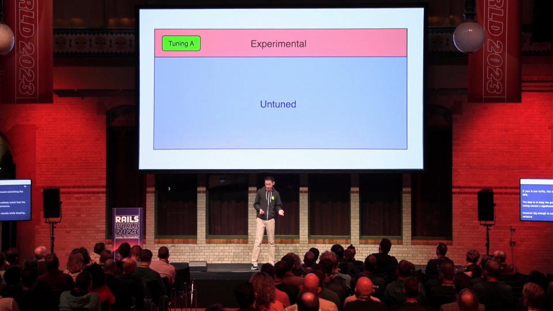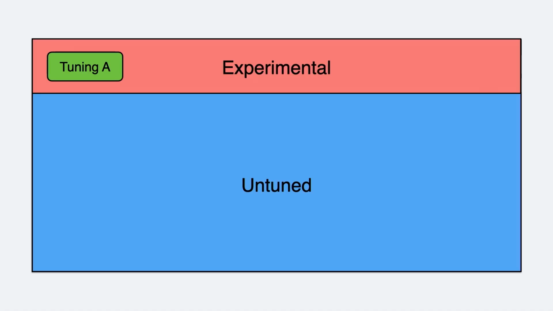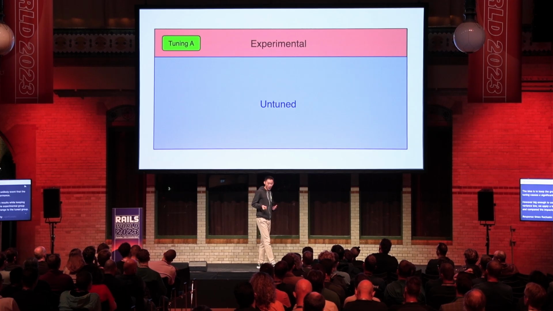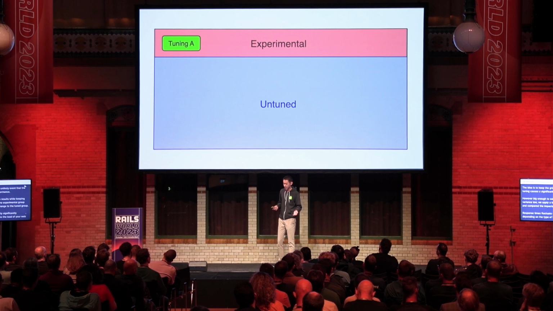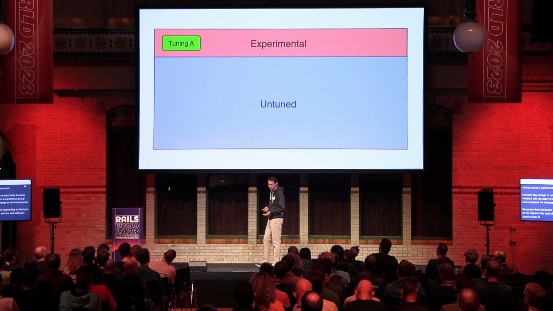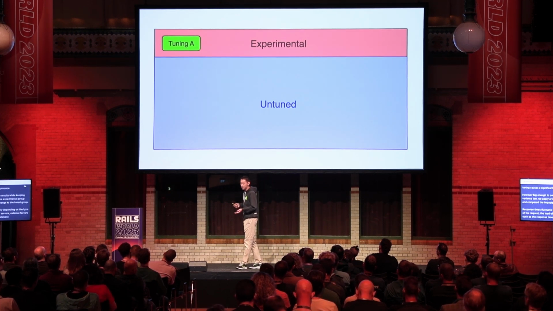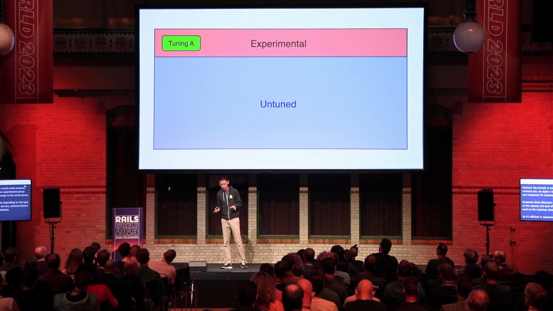We apply a tuning to the experimental group and compare the impacts of this change to the untuned group. Response times fluctuate significantly depending on the type of the request, the load of your web servers, and external factors such as the response times of the database. So it's difficult to measure the impact of tuning over two separate time intervals. It's much easier and gives us more confidence to compare the performance impact over the same time period.